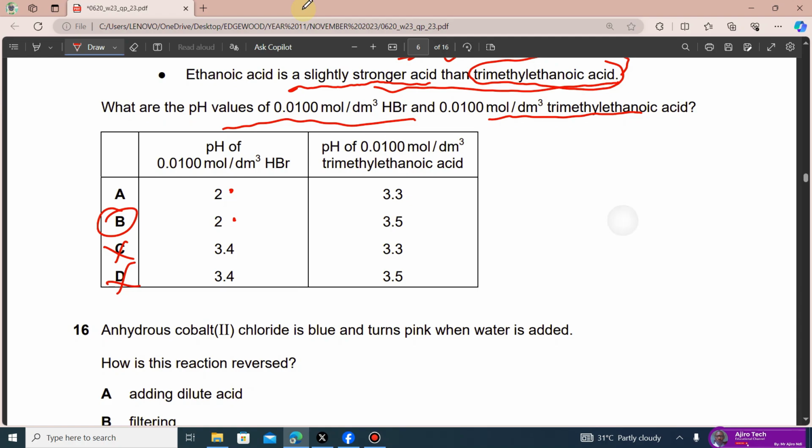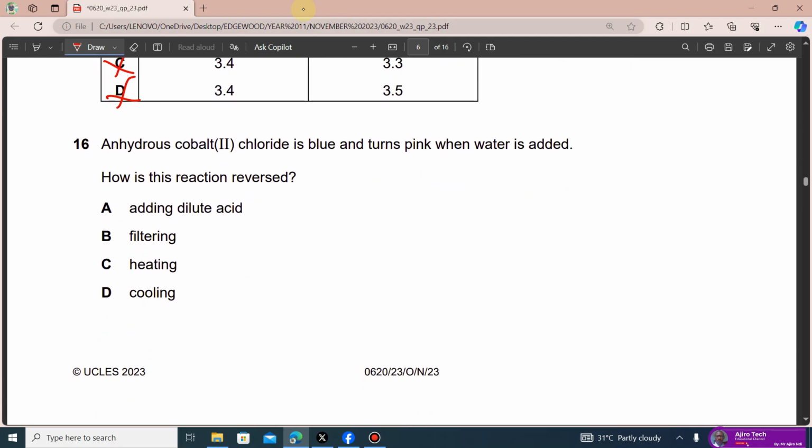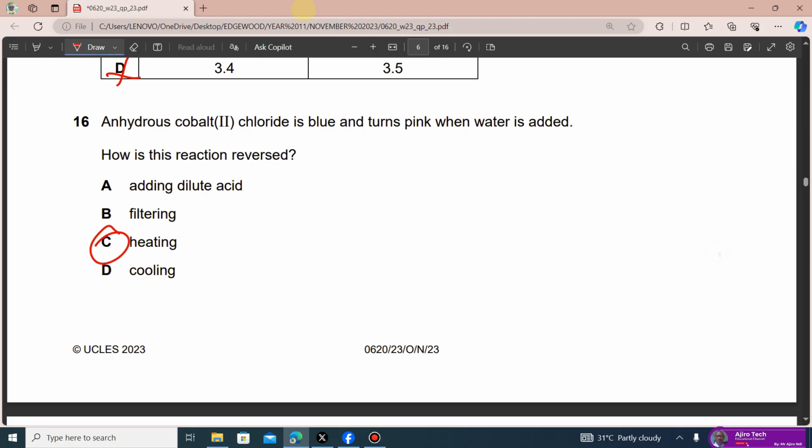Right, so moving forward. Anhydrous cobalt(II) chloride is blue and it turns pink when water is added. That's a test for water. How do you reverse the reaction? Just reverse it by heating it. That's all.